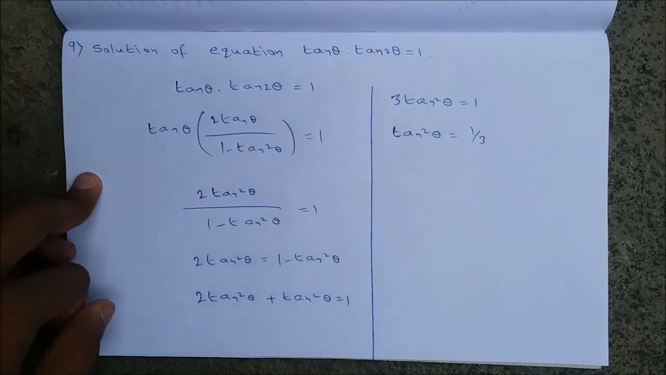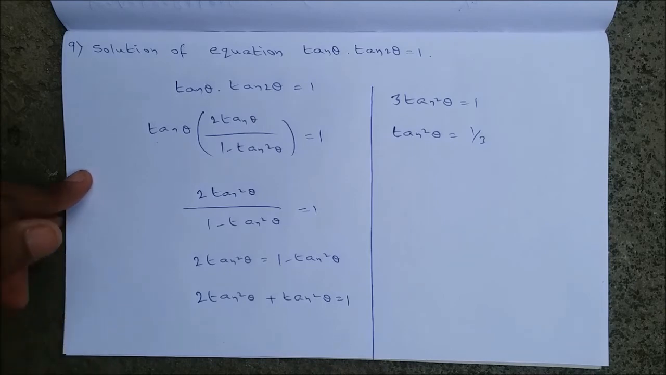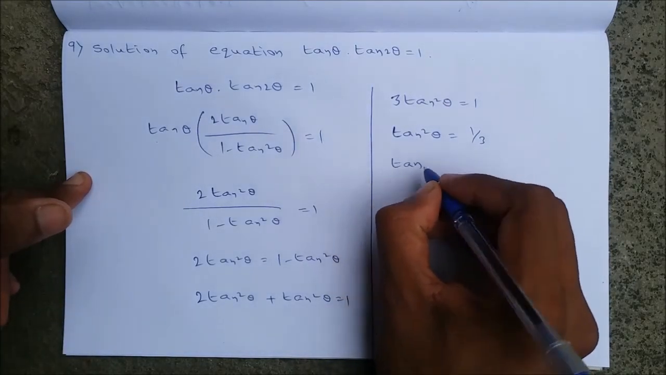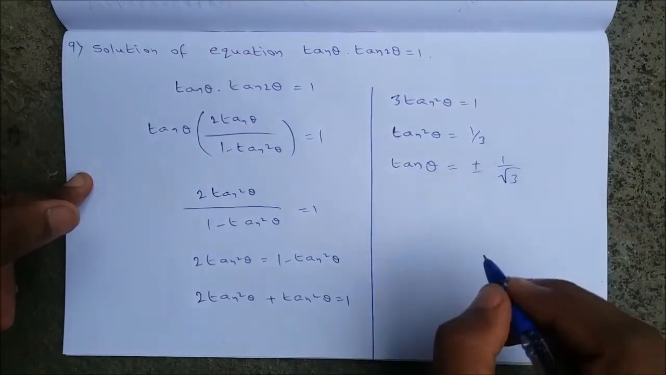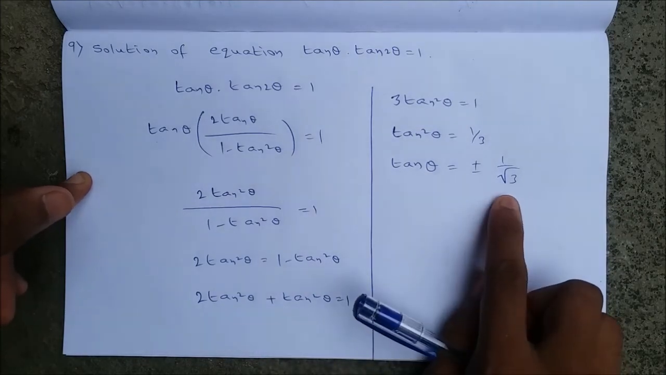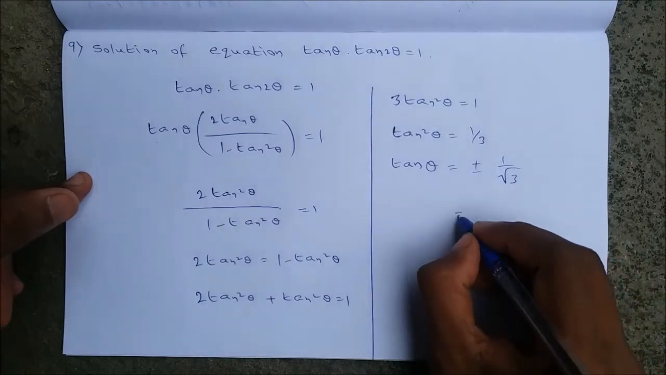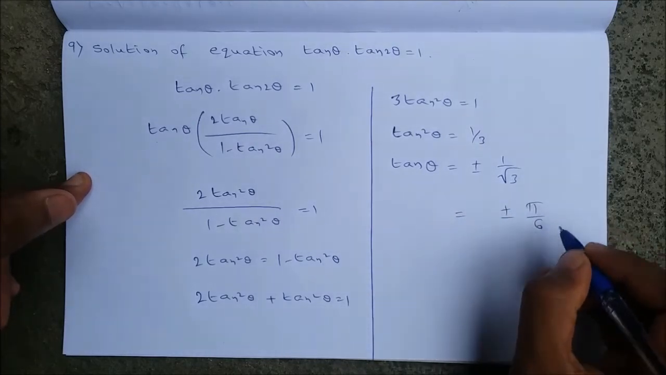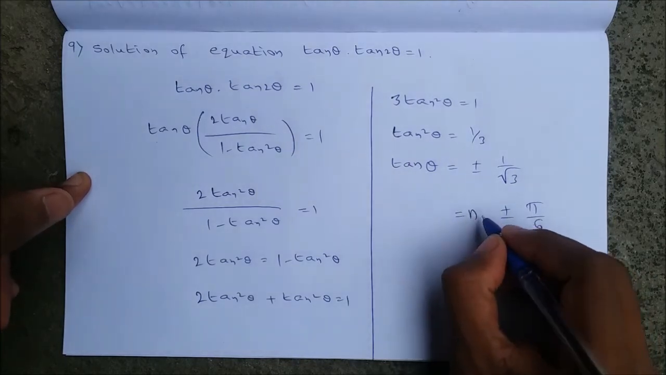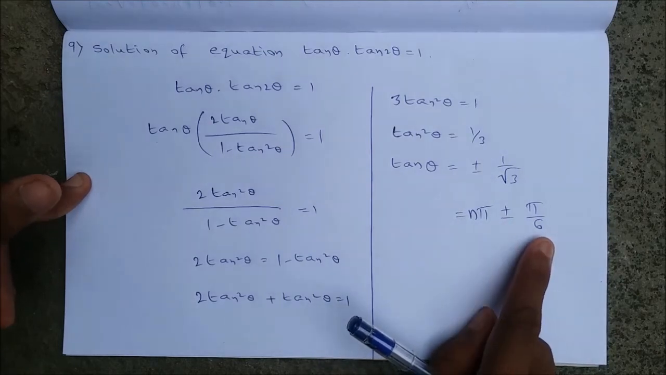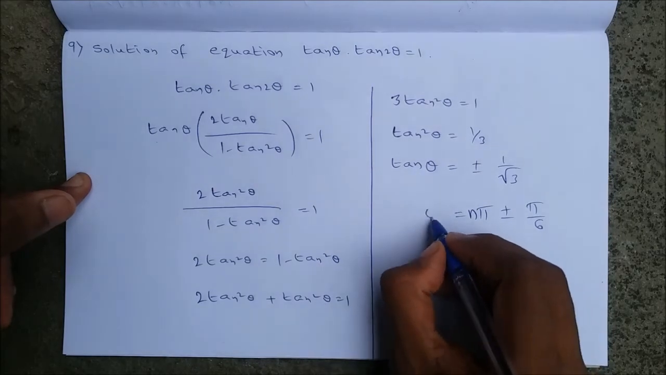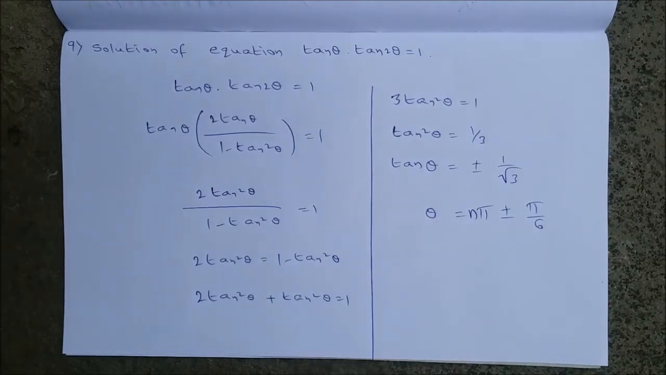We want the solution, that is nothing but the theta value. So I will remove this square. To remove the square, I will apply square root. So we get tan theta equals plus or minus 1 by root 3. 1 by root 3 we get for 30 degrees. So it will be plus or minus 30 degrees, in radians pi by 6. So just add n pi, because n pi plus or minus pi by 6 value is always 30 degrees. So theta as it is. The solution or theta value is n pi plus or minus 30 degrees, or pi by 6.